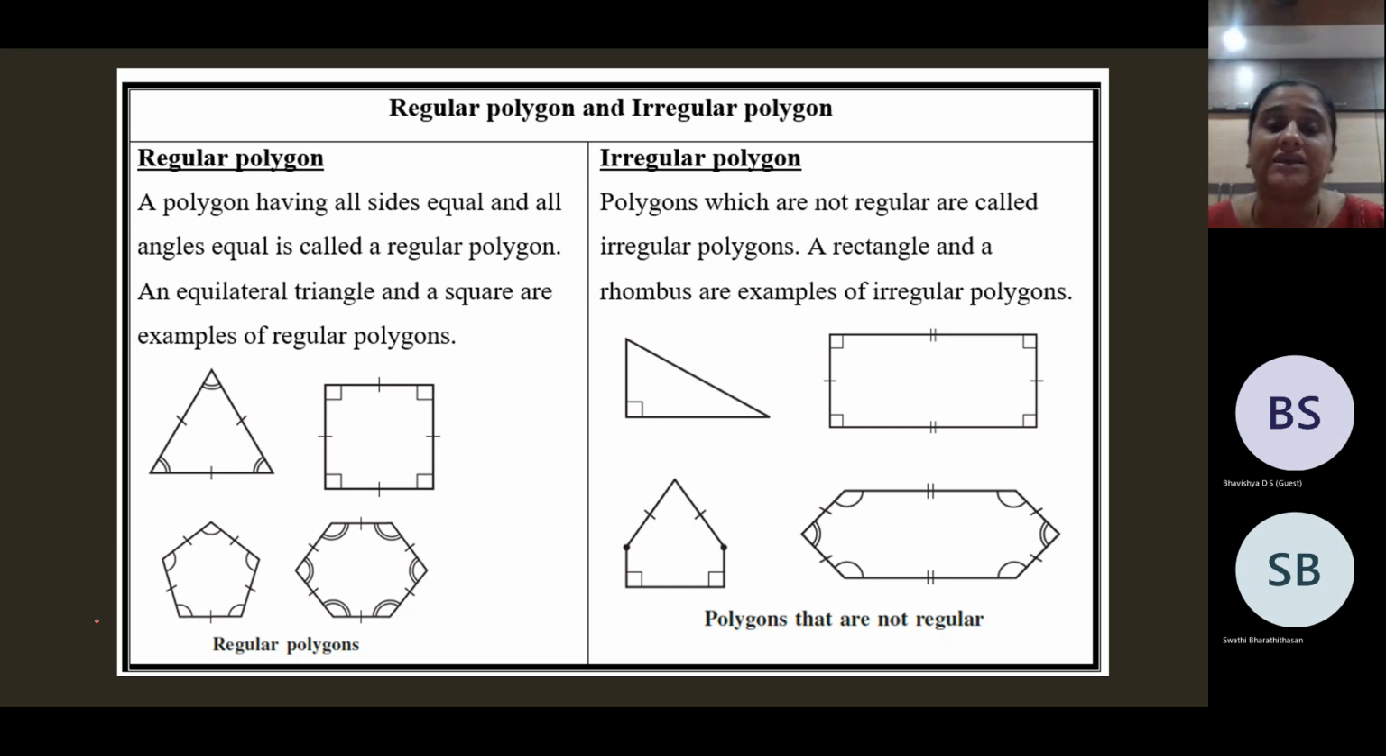So an equilateral triangle is a regular polygon, or a regular triangle. A regular quadrilateral is a square because all sides are equal and all angles are equal. If it is not regular, it's irregular. Right, children?